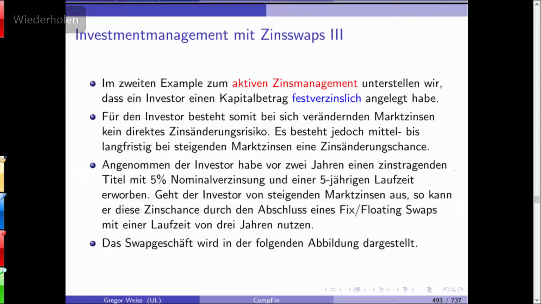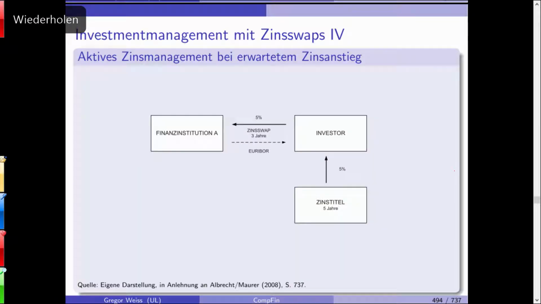Okay. Just a couple of examples, and I think it's best to look at those slides and those figures here. You have an investor who has bought something that pays out 5% fixed. And then you can do an interest rate swap. You will pay the 5% to a financial institution and you will get a variable payment back. Why?